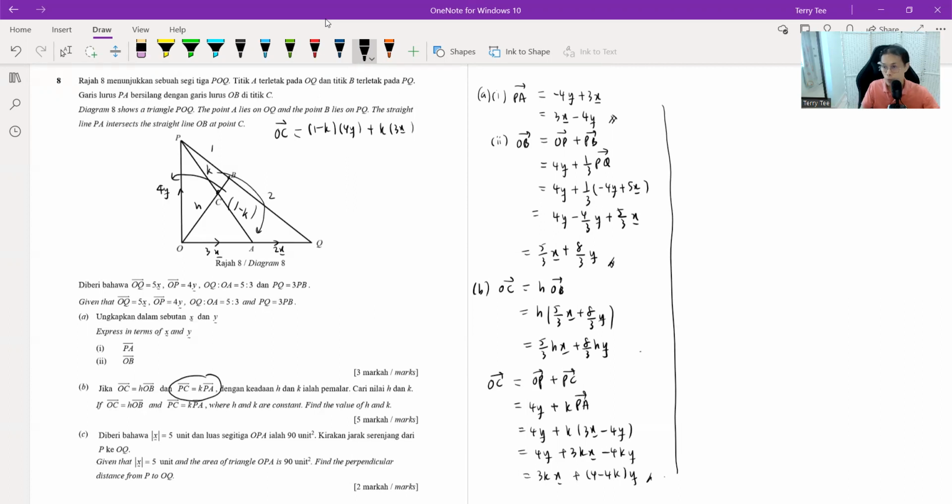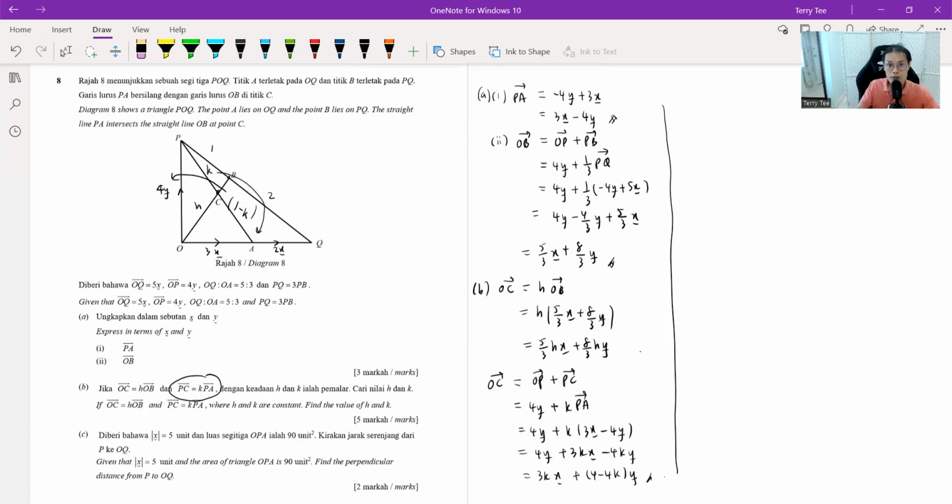Now, this total length is 1, right? Now, if you expand this, you get 4 minus 4ky, and then this is 3kx. Now, notice this is exactly the same as this. So much shorter, so much easier, right? Okay, right.